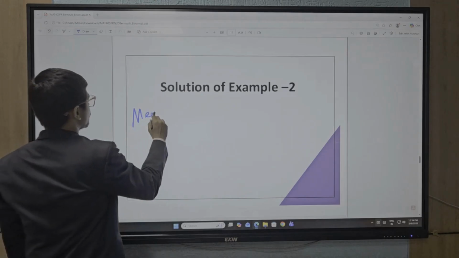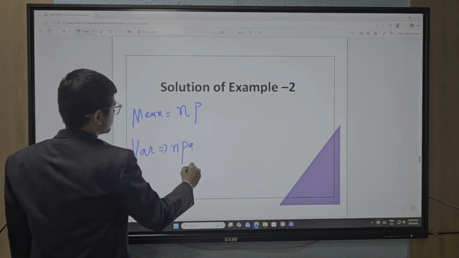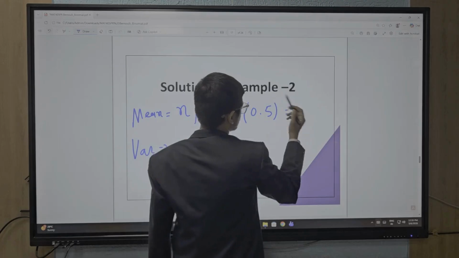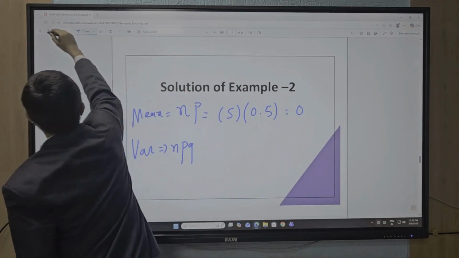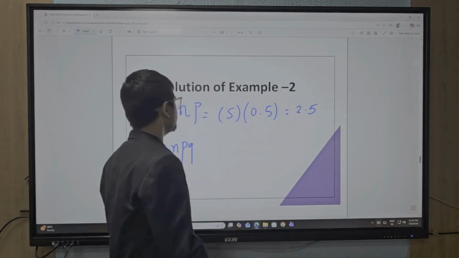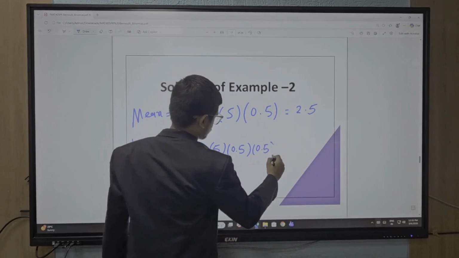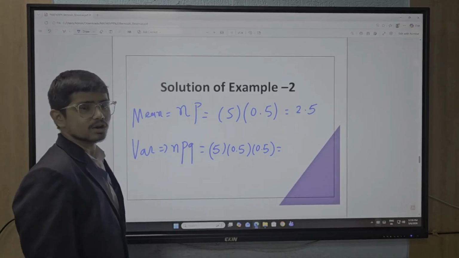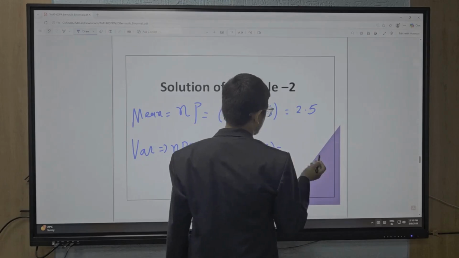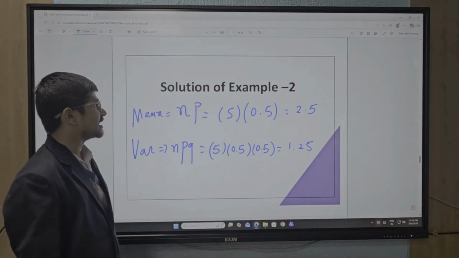Mean is NP and variance is NPQ. N means 5, the probability of success is 0.5. So 2.5 is your mean. What about the variance? I think the answer is 25 by 100 times 5, which is 125 by 100, that is 1.25. So 1.25 is your variance.